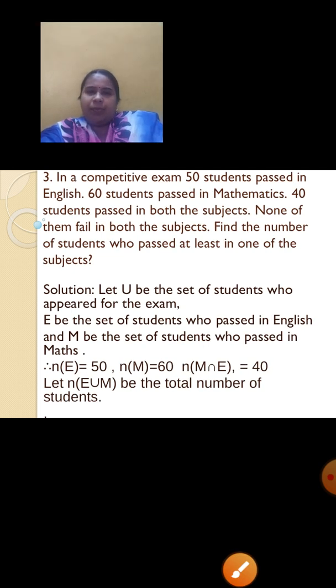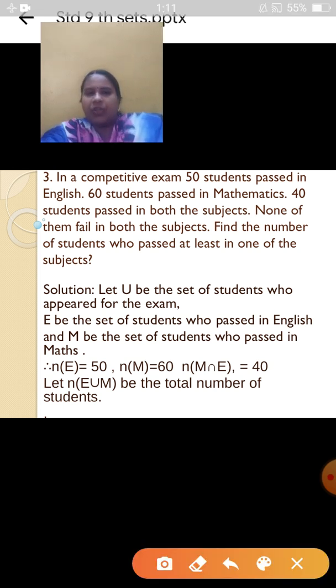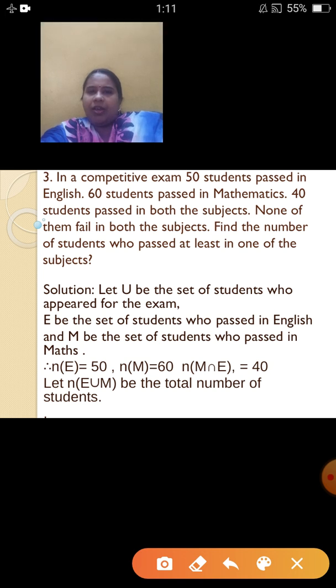Now the second sum, the word problem is: in a competitive exam, 50 students passed in English, 60 students passed in maths, 40 students passed in both. None of them failed in both the subjects. Find the number of students who passed at least in one of the subjects. Okay, now this is slightly different from the previous one. Why is it different? Because look at this statement: none of them failed in both the subjects.